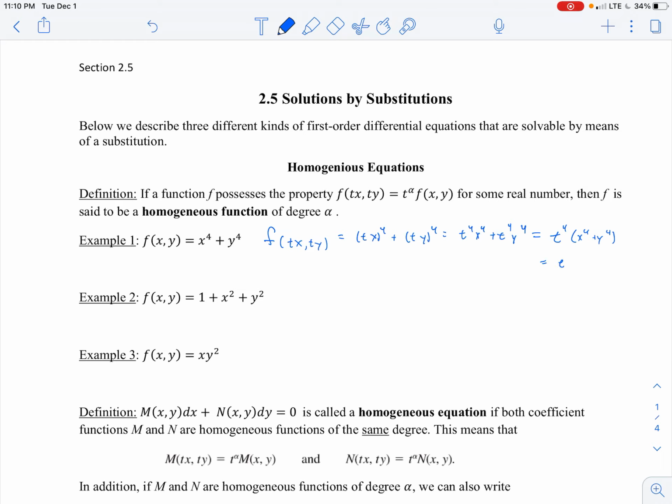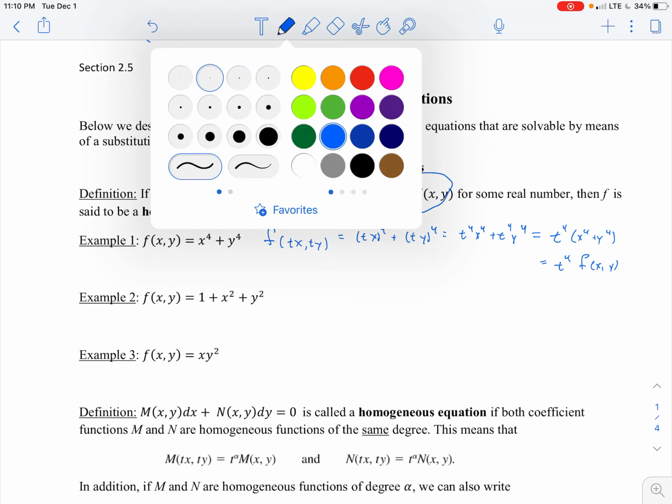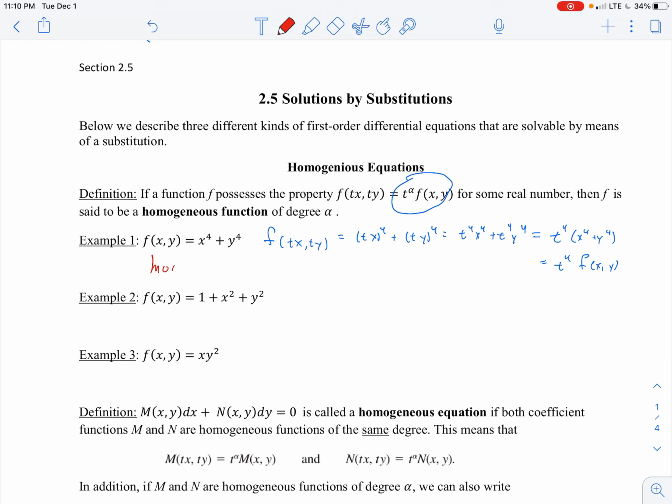And so it looks like t to the 4th times our original function f of x, y. Here you kind of see that it looks like that. So this is a homogeneous function, and this is of degree 4.